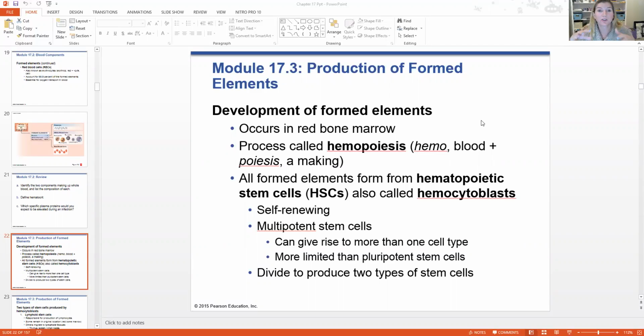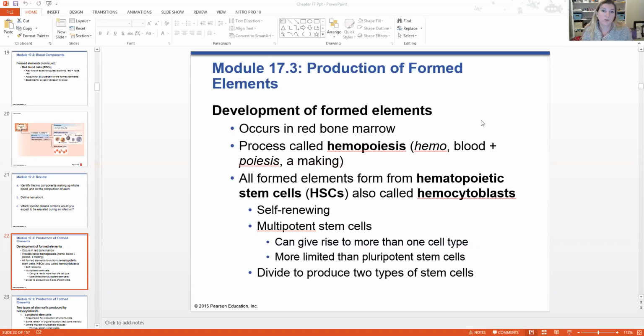Some general characteristics of all stem cells. They're all self-renewing, which means when they divide, through the process of mitosis, they're creating a new stem cell, and they're creating a different type of cell from that. So when they divide, they're actually creating two different cells, a new stem cell and then a cell that's going to be differentiated into whatever the tissue is, in this case, a blood cell.